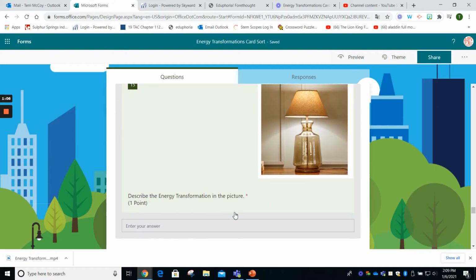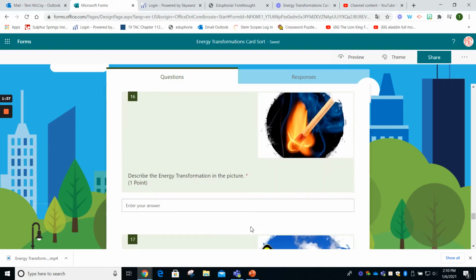Number 15 says, describe the energy transformation in the picture. This is a lamp. We can see the cord right there, so the lamp's plugged in somewhere. So we start with electrical energy, and that is transferred into light energy. And if you wanted to put heat energy too, because you and I both know if we put our hand close to a lamp, it's going to be hot, right? So electrical energy to light energy, or radiant energy, into heat energy, okay? Either one of those would be great.